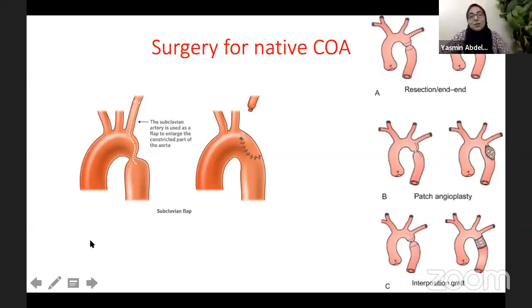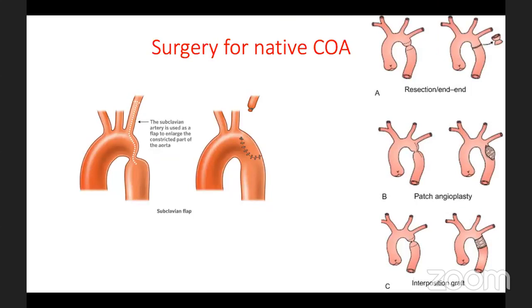And this is the slide I wanted Dr. Hatem to tell us different techniques for surgical repair of native aortic coarctation. Okay, so there are different techniques for repair of aortic coarctation. They include some simple techniques, like just cutting out the coarctation segment and connecting the ends directly together, which is resection and end-to-end anastomosis, which is the image on the right upper hand. Quite obvious: you just resect the narrow segment and connect the aorta together.